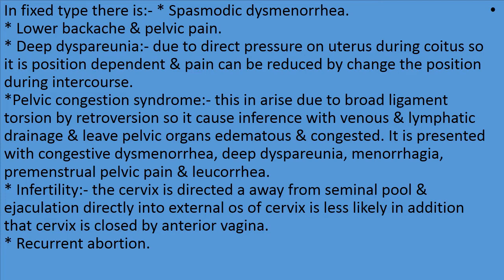Retroverted uterus can cause infertility. Why? Because the cervix is directed upward away from the seminal pool, and ejaculation directly into the external os of the cervix is less likely. In addition, the cervix itself may be closed off by the anterior vaginal wall. Retroverted uterus can also cause recurrent abortion.